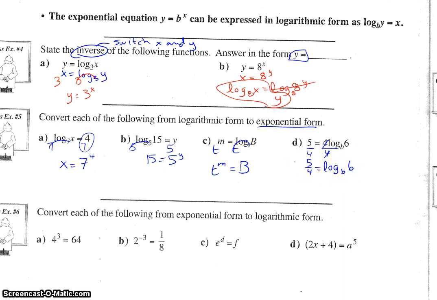And now I can get rid of the log. So I'm going to change it to exponential form. And that then would become b to the 5/4 equals 6. And there we go. Awesome.